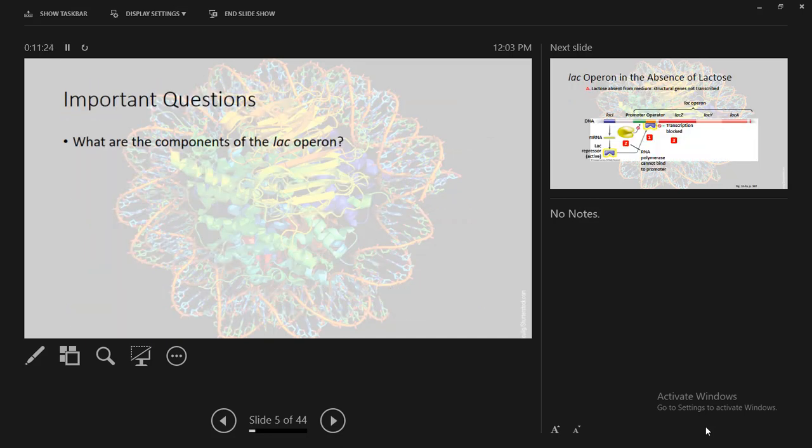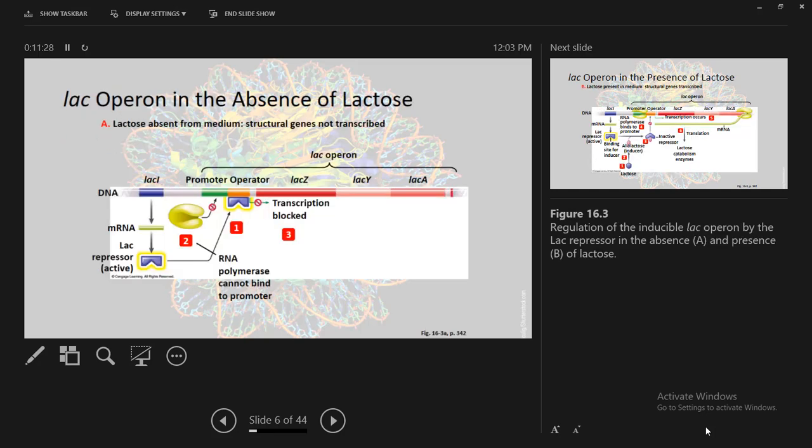So what are the components of the lac operon? Well, many of these we've already talked about. So here, wow, that color looks terrible. It looks so good on here, but on here it looks like a highlighter.